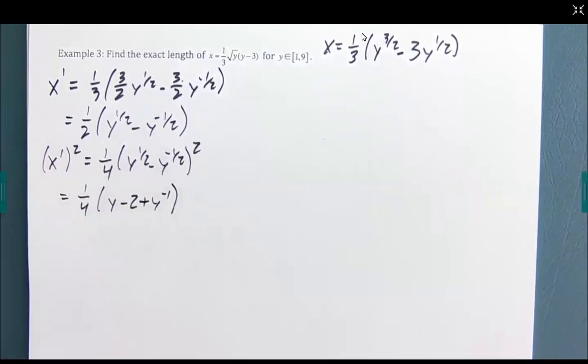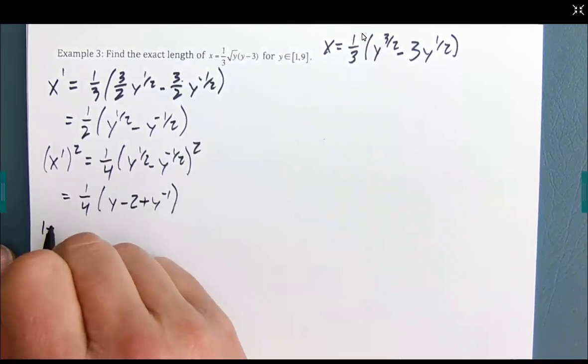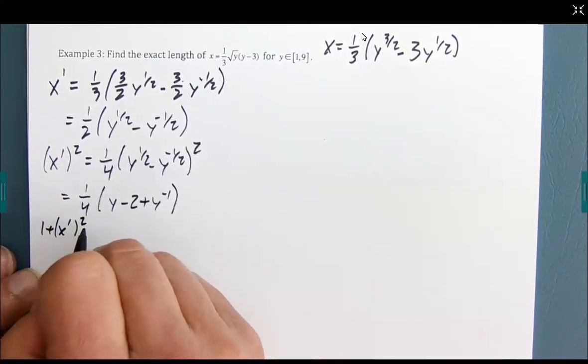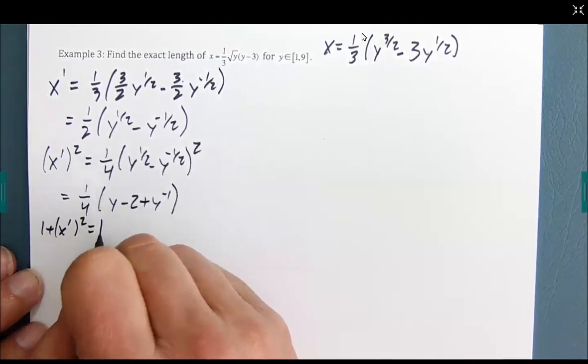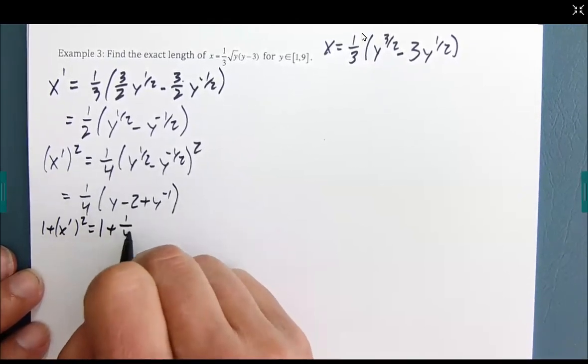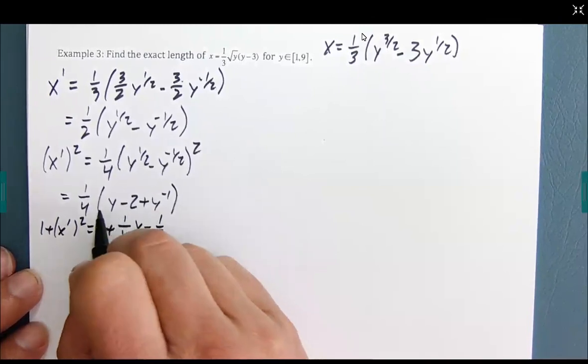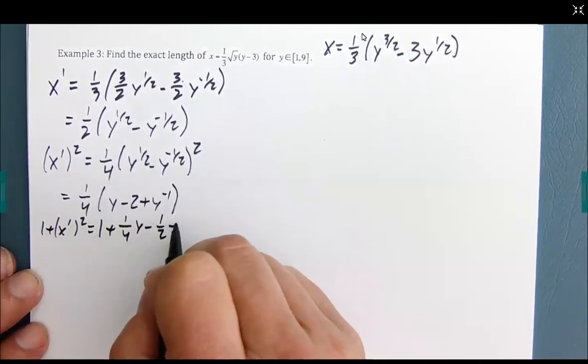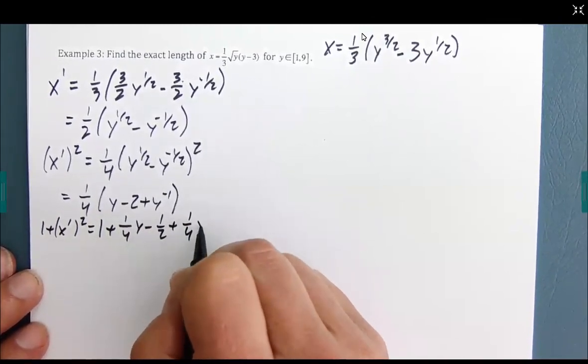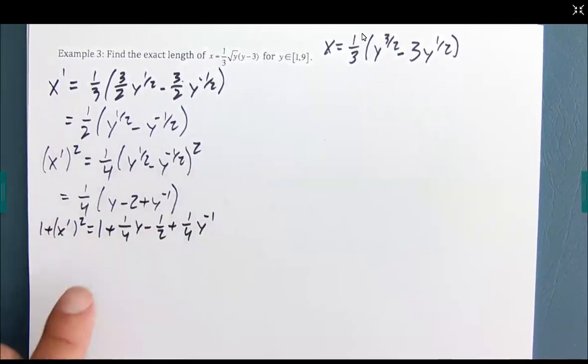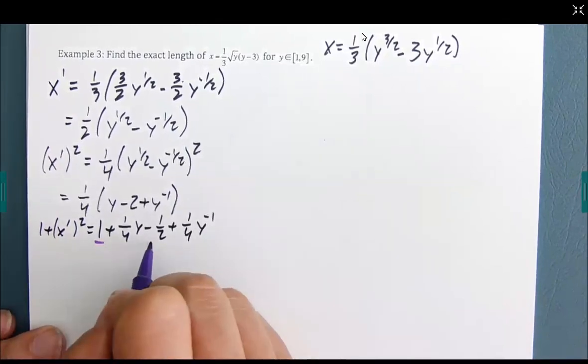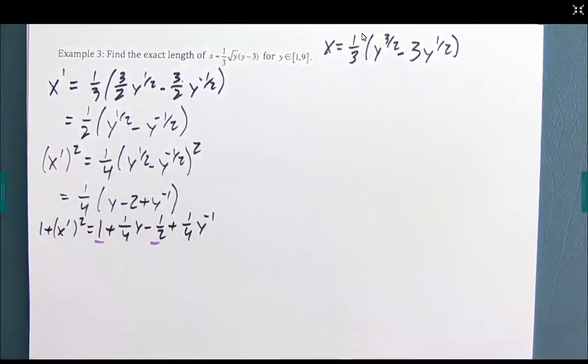When I square that, apply the binomial squaring rule. And now I'm going to add 1 to that and distribute the 1/4 all at the same time. So 1 plus, I'm going to distribute that 1/4. 1/4 times 2 is 1/2. And I can see that I can combine up 1 minus 1/2. Gives me a positive 1/2.